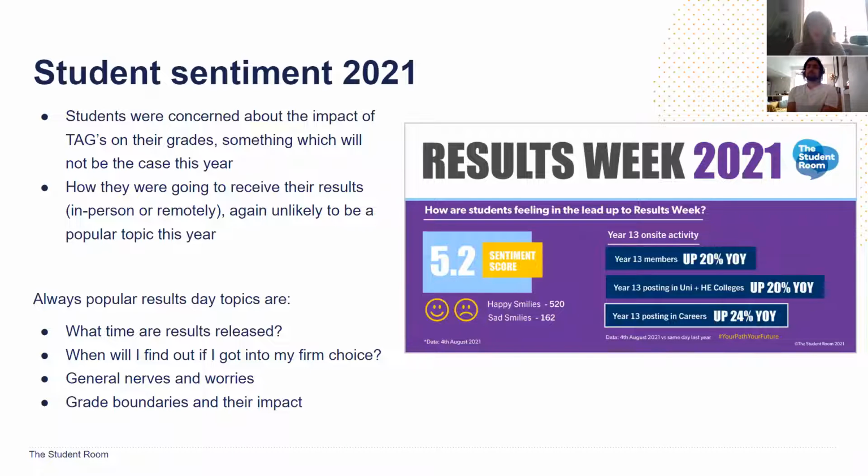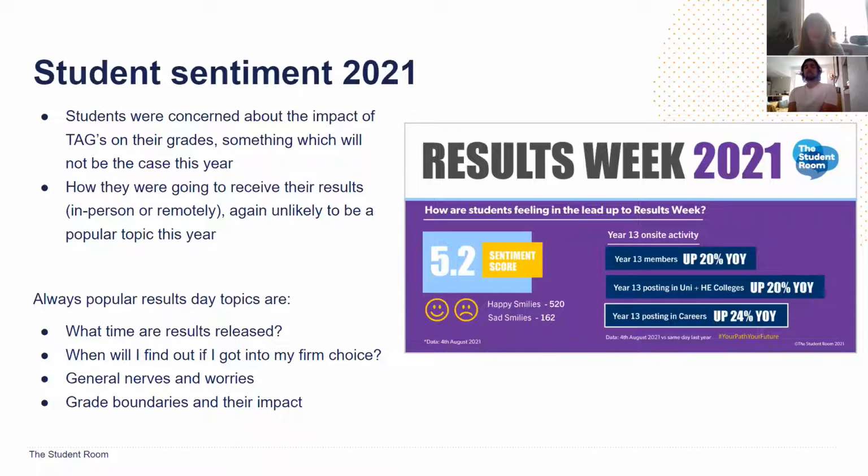So last year, in the lead up to results, students were feeling very mixed, but a little bit more confident. And we also saw year 13 on-site activity really rise around results week last year, and posting was up between 20 and 24%.